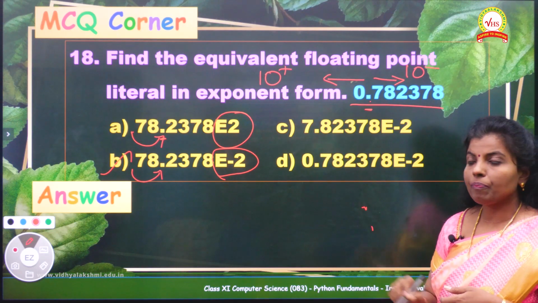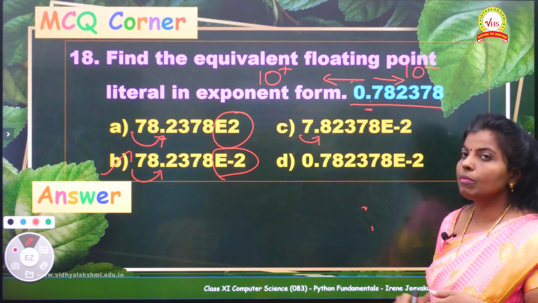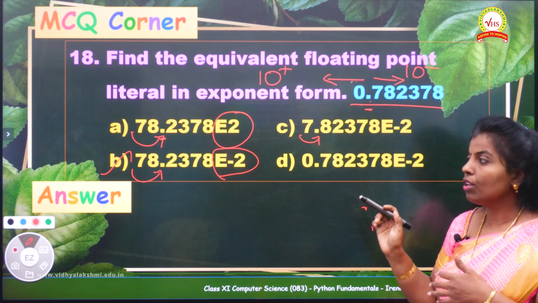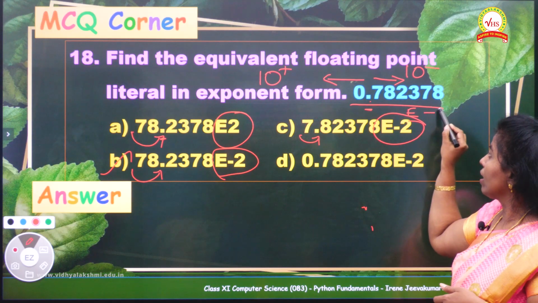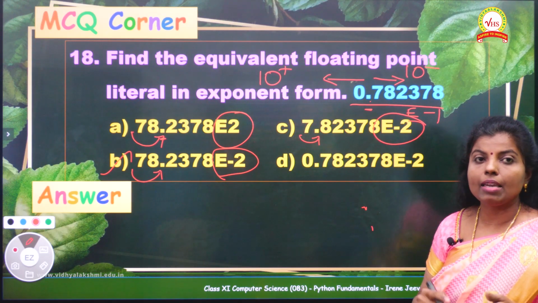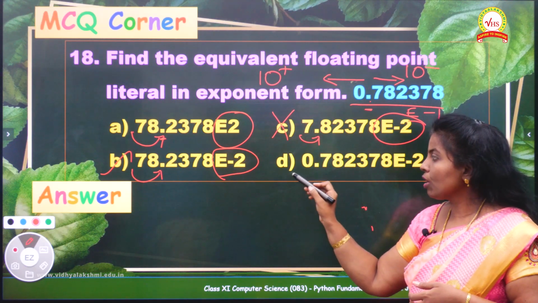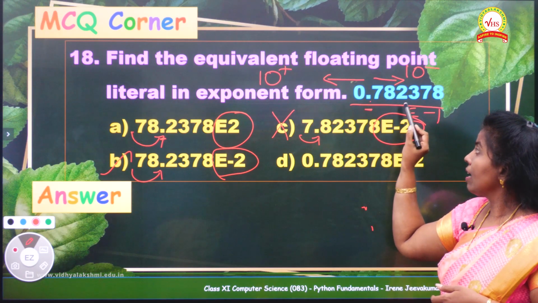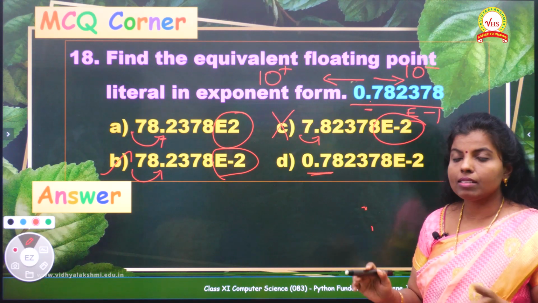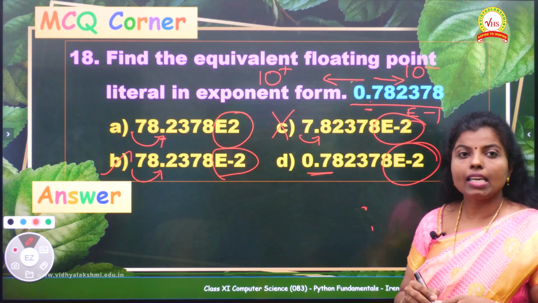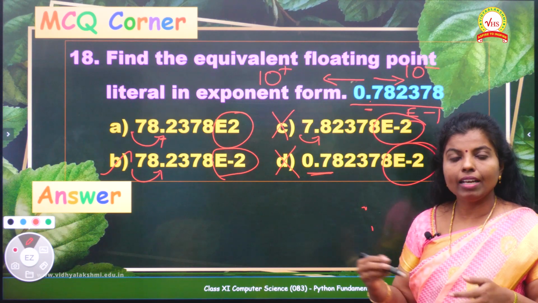If you see option C, from the original number, 1 digit, the decimal point has been moved towards the right direction. So we would have represented it as e minus 1, but here it is represented as e minus 2. So that's why this is going to be the incorrect one. And if you see option D, the decimal point is in the same place as the original number, but here it is represented as e minus 2. So this is also going to be the incorrect form of the exponent form.